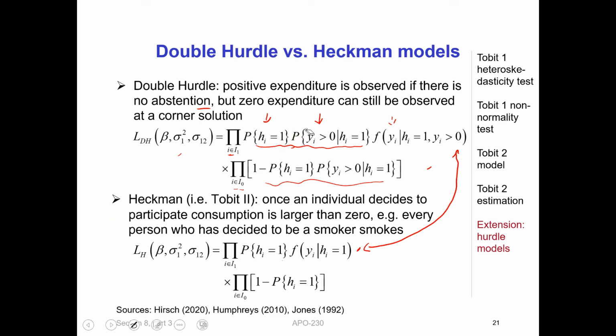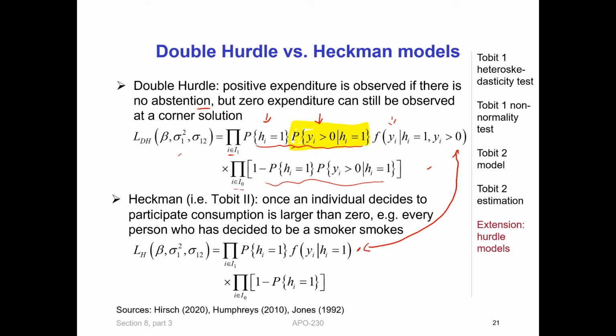This is not highlighting. We don't have this part down there, right? Why? Do you know why? Because of the assumption that once we have an individual deciding to participate or to consume something, then the consumption is definitely larger than 0. There is no possibility of observing a corner solution over there.